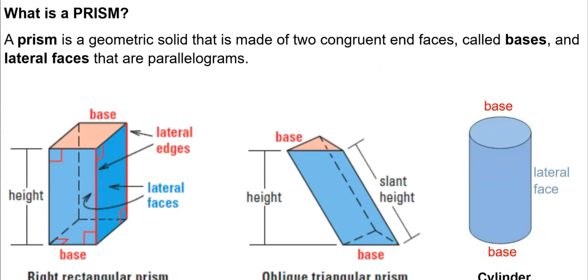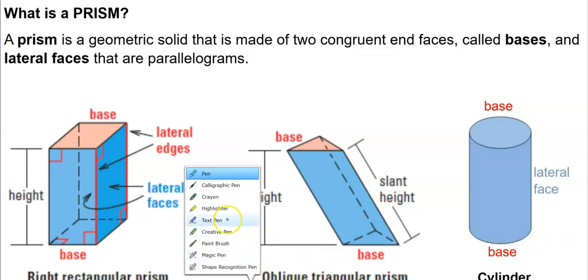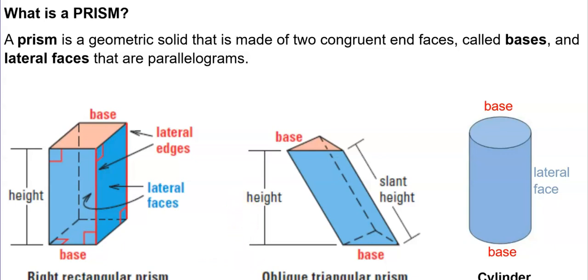Well, what is a prism? A prism is a geometric solid, so it's one of our solids. It has 2 congruent end faces called bases, and the lateral faces are parallelograms. Our bases are always going to be parallel and congruent on a prism.